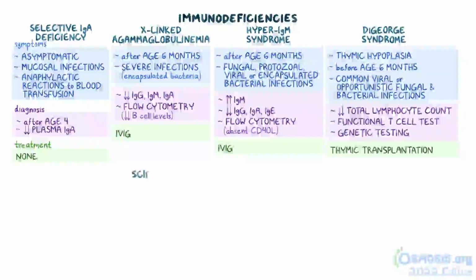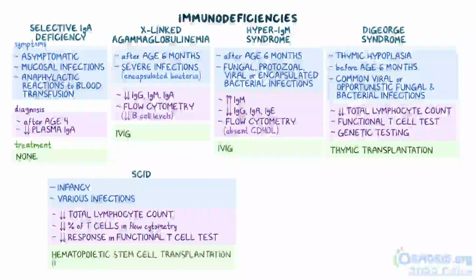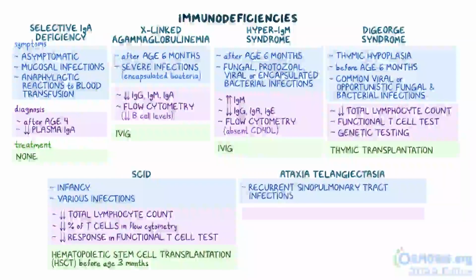Severe combined immunodeficiency presents in infancy with various infections and is diagnosed based on low total lymphocyte count, low percentage of T cells in flow cytometry, and decreased response in functional T cell tests. A hematopoietic stem cell transplantation is necessary before 3 months of age. Ataxia telangiectasia presents with recurrent sinopulmonary tract infections, is diagnosed by low levels of the ATM protein, and treatment is supportive.